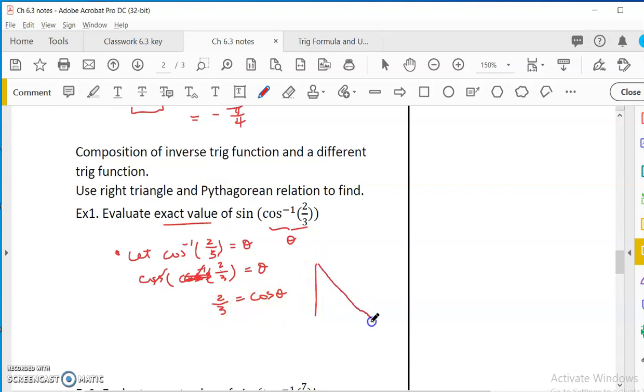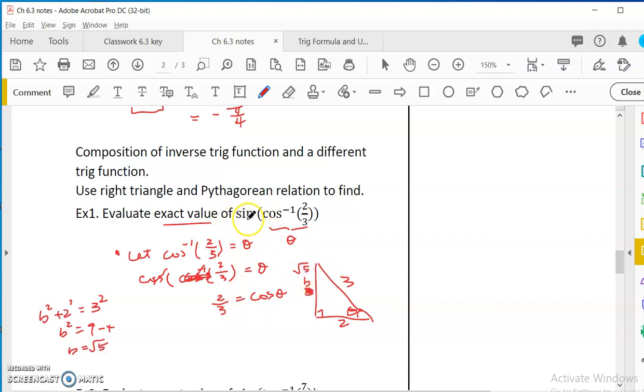I can draw a triangle. I don't know what this angle is, but cosine is 2/3. Cosine is adjacent over hypotenuse. So draw a right triangle and write the corresponding sides. Now I have a missing side that I don't know. Let's say this is b. So b squared plus 2 squared is equal to 3 squared. So b squared equals 9 minus 4, and b is equal to root 5. So write root 5 here.